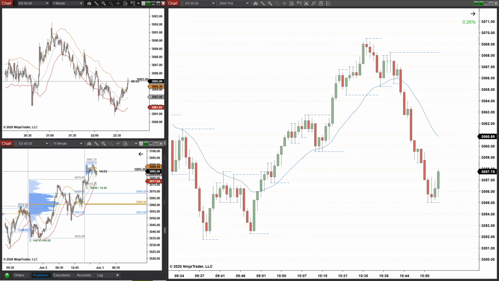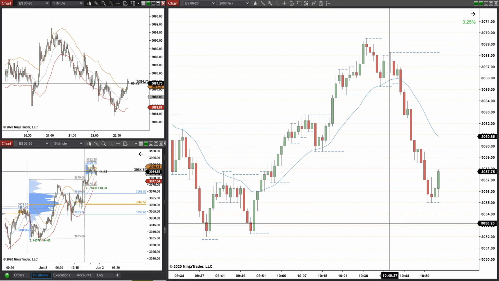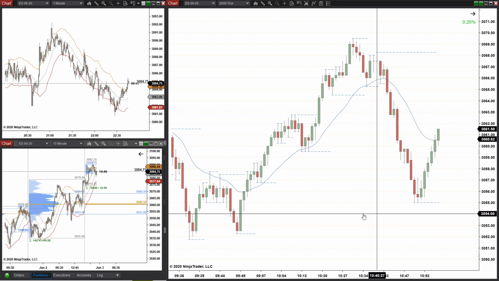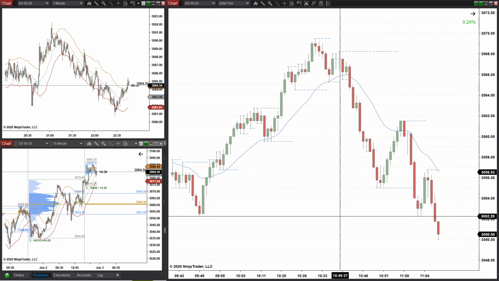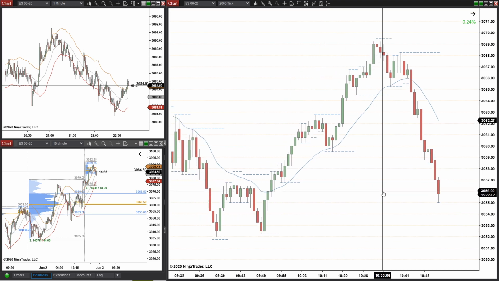In this one, we're going to be taking a look at trade confirmations. Now, I've had a couple requests in terms of looking at trade confirmations and sort of what I mean by them. So when we're talking about trade confirmations, there's a lot of different ways that you can really confirm a trade. Sometimes it's as simple as just waiting for a secondary test of something.